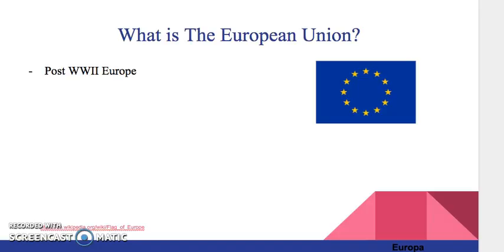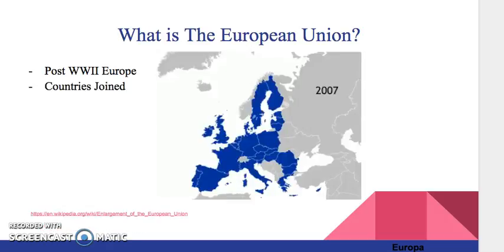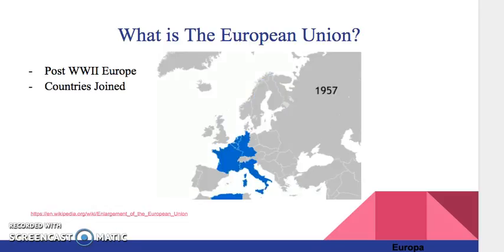Let's go back to 1951. Europe is still in shambles after World War II, and the leaders of Europe want to ensure that Europe doesn't go to war again. With the idea that countries that are dependent on each other are much less likely to fight each other, 6 countries, Belgium, Germany, France, Italy, Luxembourg, and the Netherlands, decide to come together to form the European Coal and Steel Community.